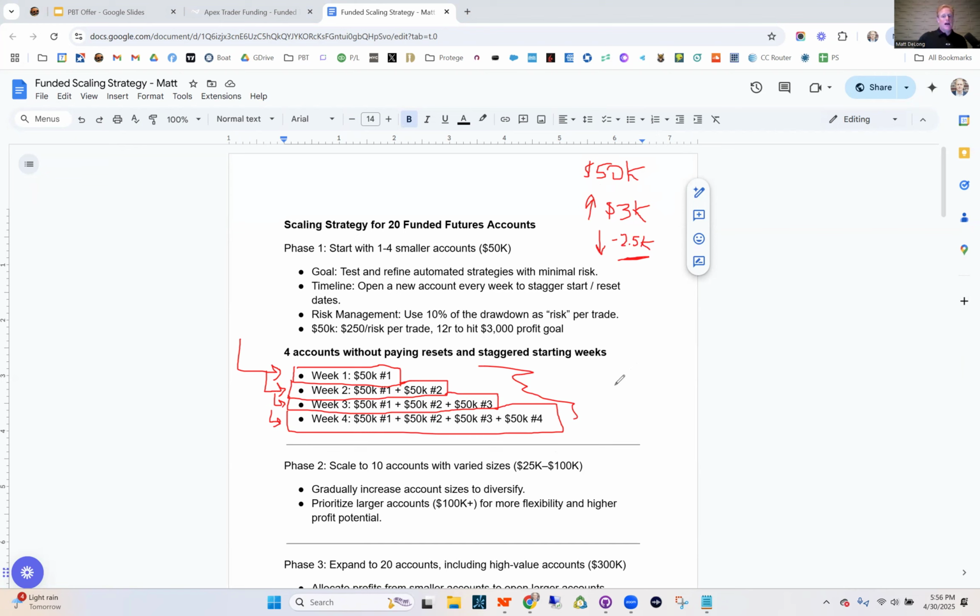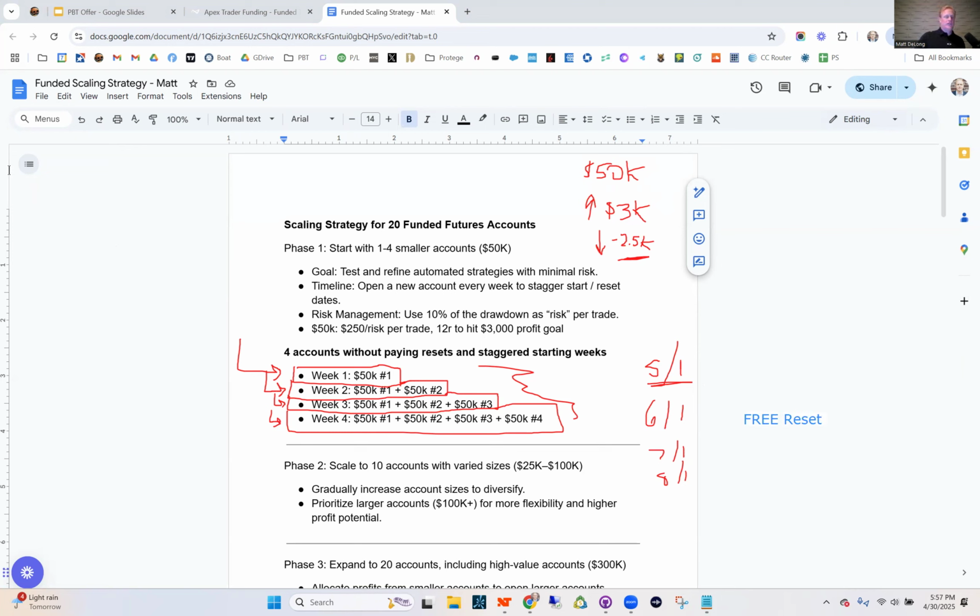And guess what? Let's say that you bought your account on May 1st, right? Let's say you bought any of these accounts on May 1st. If any of these accounts blow up on June 1st or July 1st or August 1st, guess what happens if your account blows up? You get a free reset.